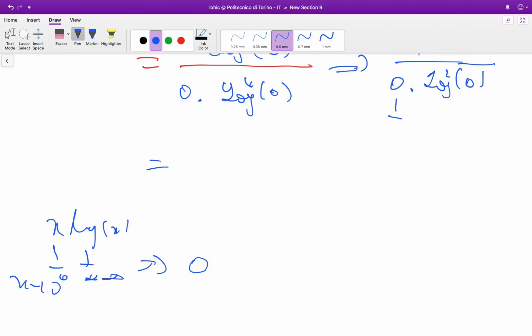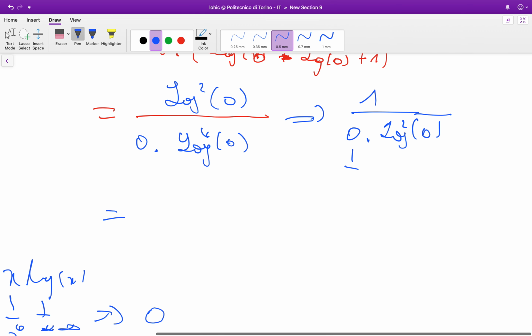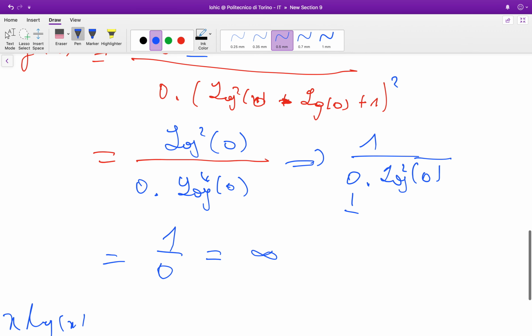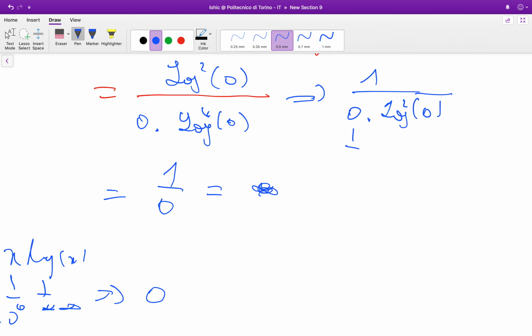Is that clear? So by the end, even if this was 0 times infinity, we get 1 over 0, that is infinity, right? I don't care which kind of infinity it is. This is 0 times plus infinity. I don't care which kind of 0 it is? Actually, it's important, because we need to know the type of the point. So here, if we are doing the limit, it's 1 over 0.